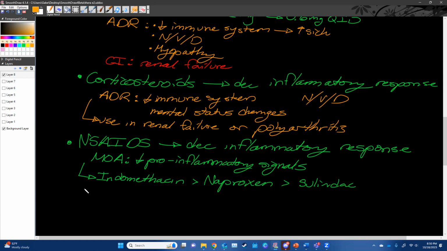The big thing with NSAIDs in terms of their contraindication is renal failure as well. A lot of these drugs can't be used in renal failure. You also really have to taper the drugs. So you start at the dosing, yeah.